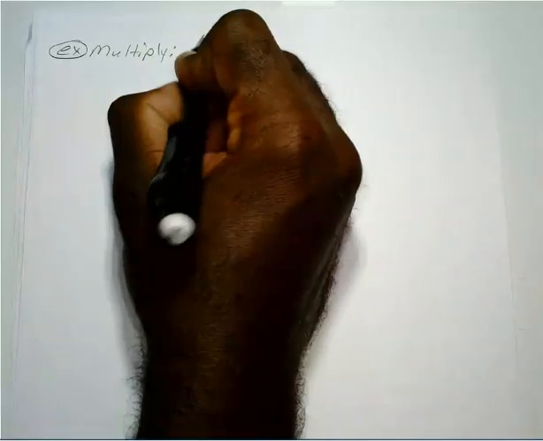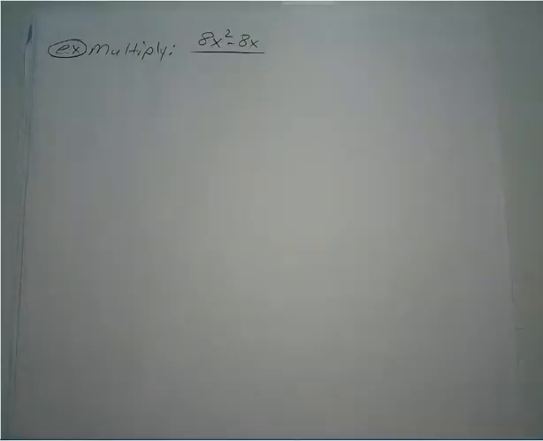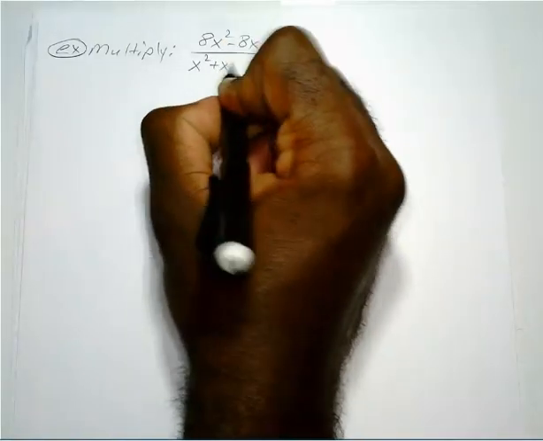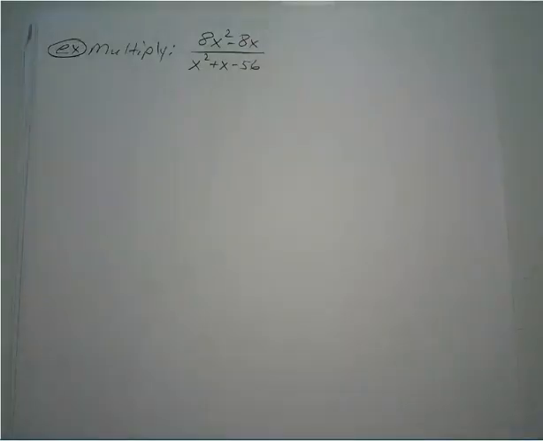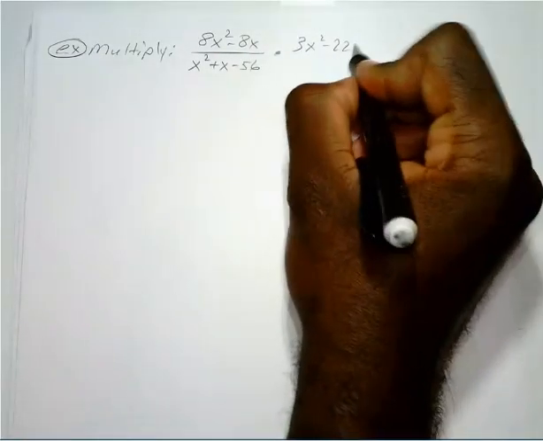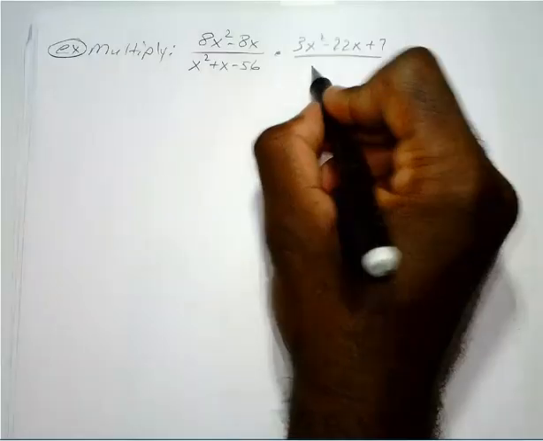Alright, so let's say, for example, we wanted to multiply 8x squared minus 8x over x squared plus x minus 56, times 3x squared minus 22x plus 7 over x minus x squared.